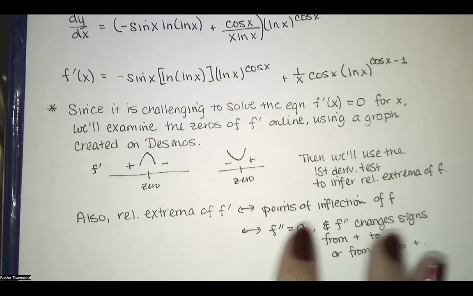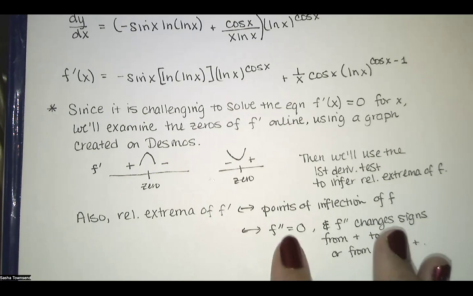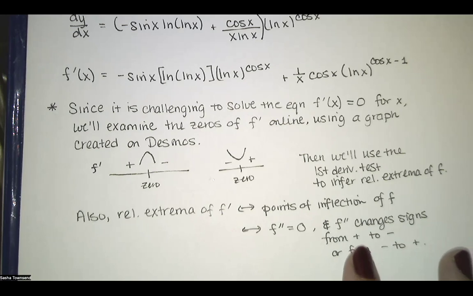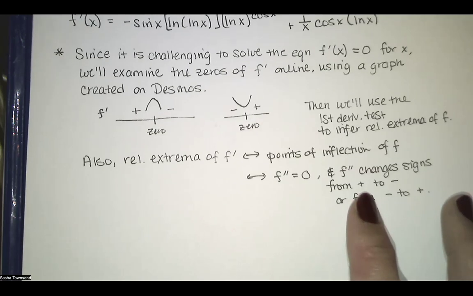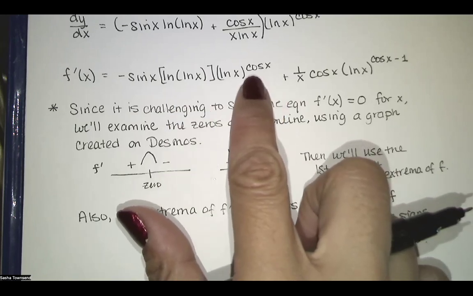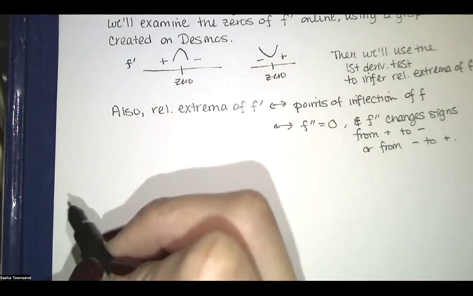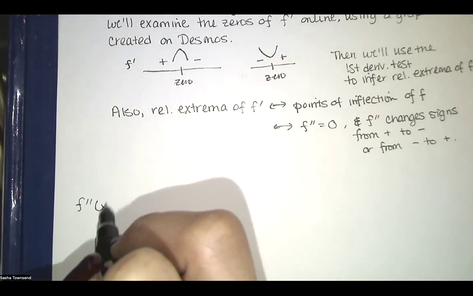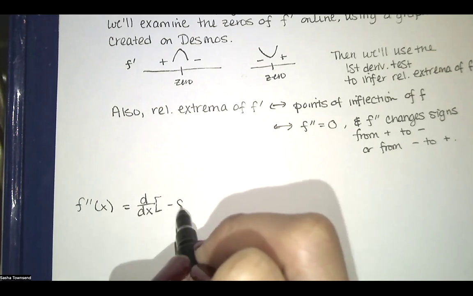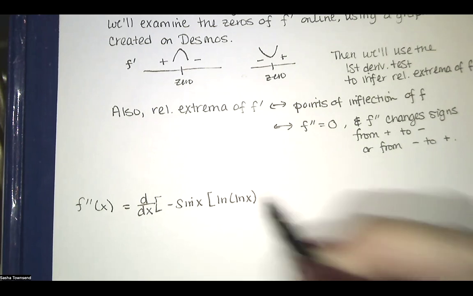And make sure that that's actually what we have, that those relative extrema of f prime actually correspond to zeros of f double prime and changes in sign of f double prime, let's compute f double prime. When I compute f double prime, I'll do that using the product rule and chain rule as well. So now I'm taking the derivative with respect to x of negative sine of x times natural log of the natural log of x.